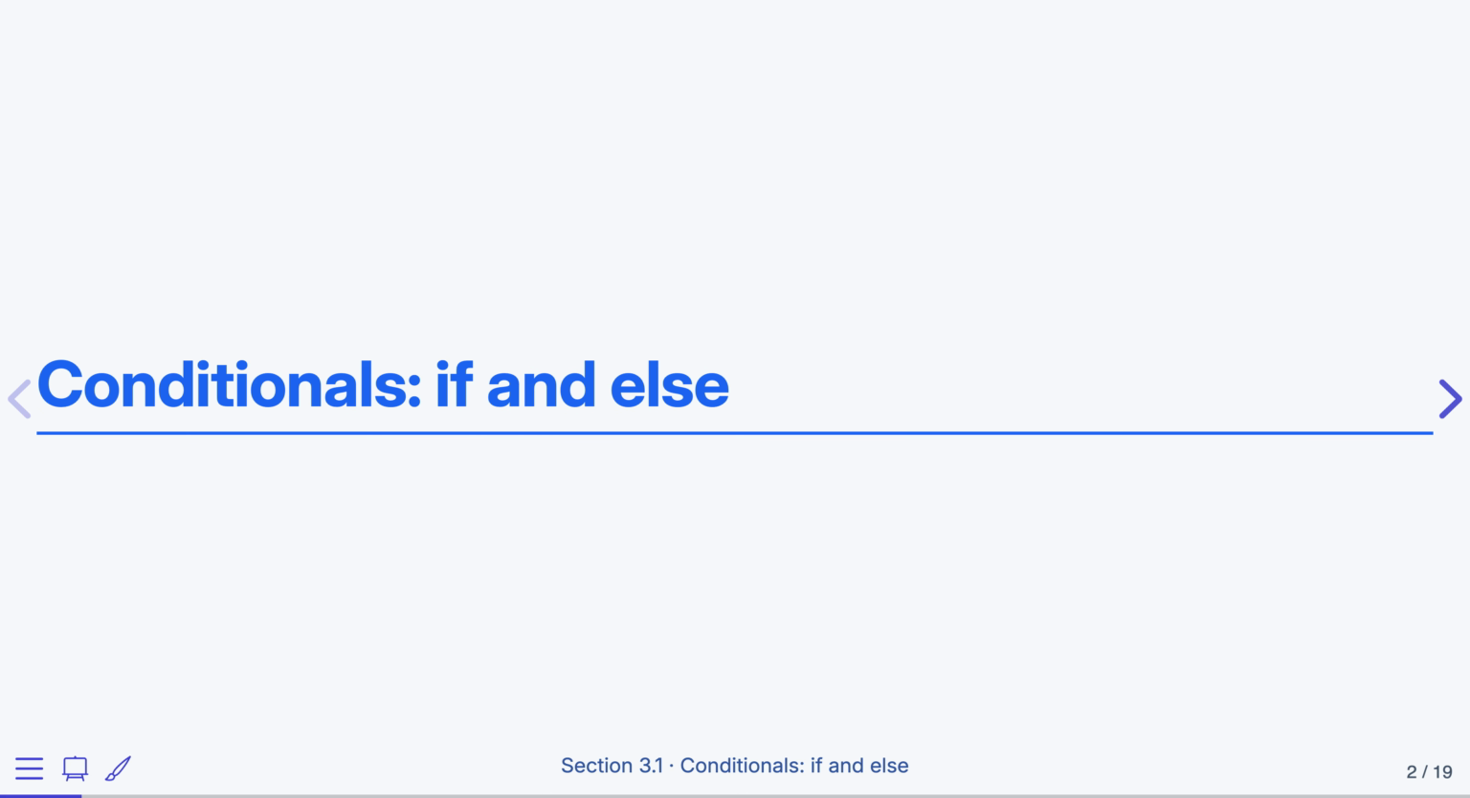So far, your programs run straight through. Line 1, then line 2, then line 3, and the same thing happens every time. Now you will learn how to make a program choose using if and else. Let's get started.